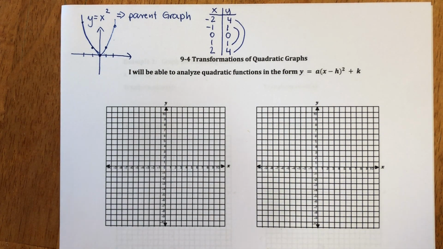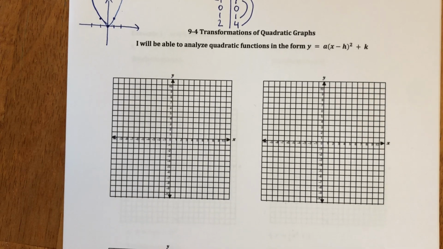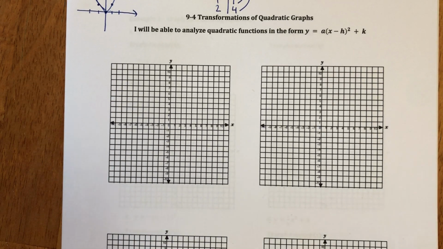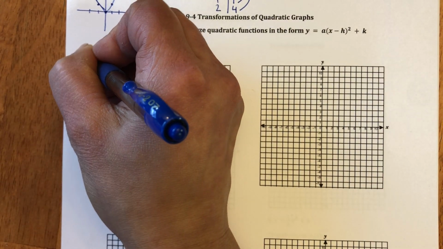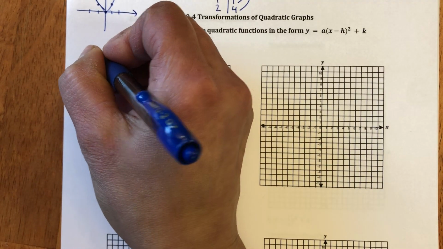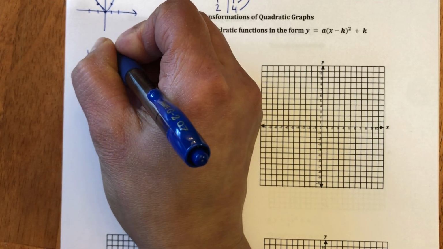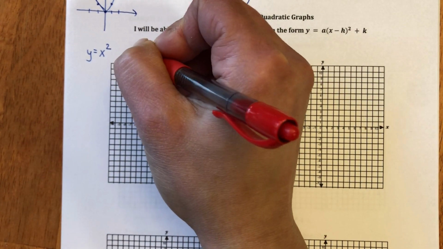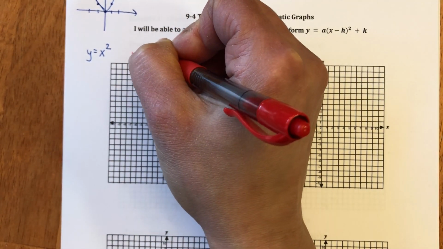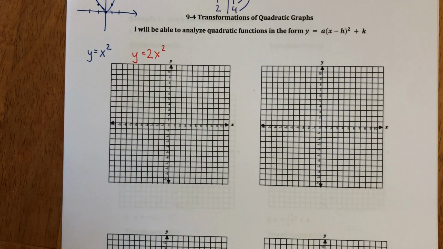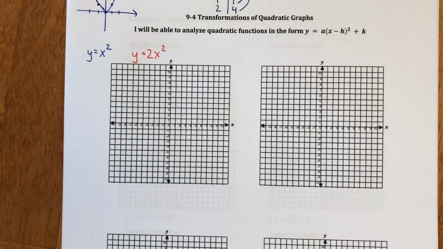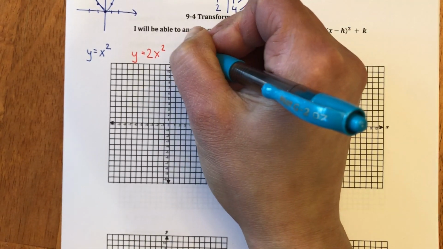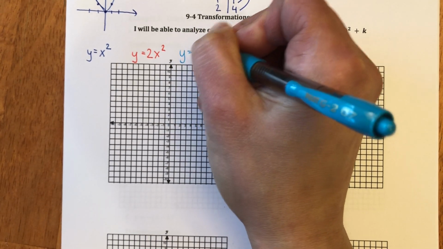Okay? Now, the first transformation that we are going to talk about is what is going to happen if I change A. So I am going to have 3 graphs on the first coordinate plane. The first one is going to be y is equal to x squared. The second is going to be y is equal to 2x squared. And then the third one is going to be y is equal to 1/2 x squared.